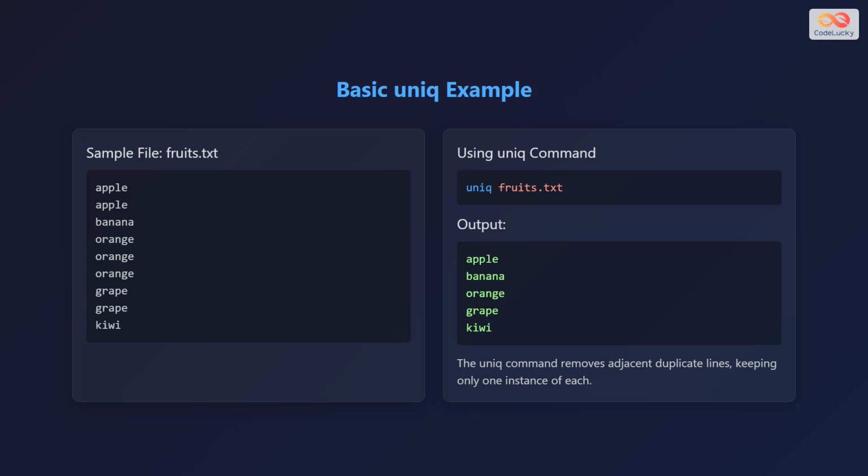Here's a basic example. Suppose you have a sample file named fruits.txt with the following content: apple, apple, banana, orange, orange, orange, grape, grape, kiwi. If you use the Uniq command on fruits.txt, the output will be apple, banana, orange, grape, kiwi. The Uniq command removes adjacent duplicate lines, keeping only one instance of each.